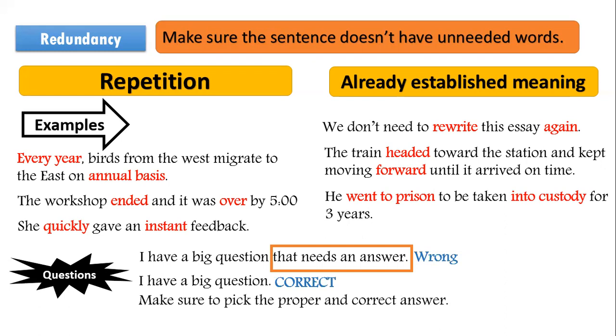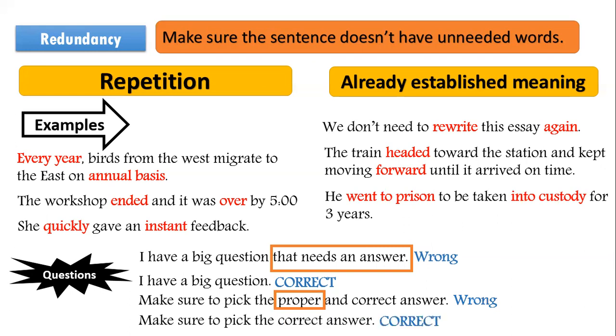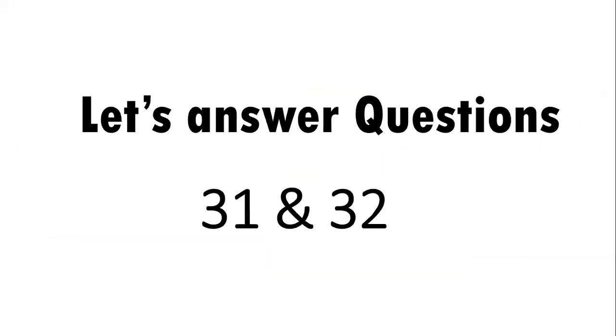And also when I say, make sure to pick the proper and correct answer. Proper is the word correct at the same time. So proper and correct are synonyms. So we don't have to write two of them. One of them would be fine. If that's clear, please go to question 31 and 32. Answer questions 31 and 32 and send me the answers on the chat box.